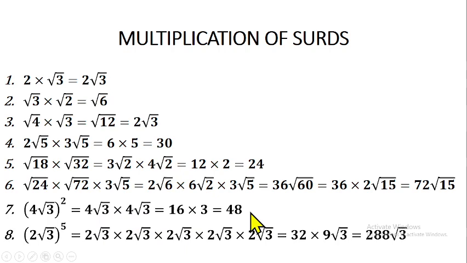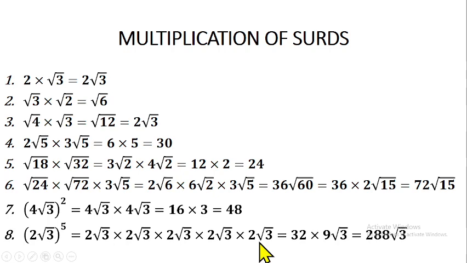Let's look at question number 8. (2√3) to the power of 5. That means we have 2√3 in 5 places. And that's what we are having here: 2√3 times 2√3 times 2√3 times 2√3 times 2√3, in 5 places. Then you cannot multiply them out just like that. How do we do that? The whole numbers will multiply themselves out. 2 times 2 times 2 times 2 times 2. What would that give? That gives us 32.